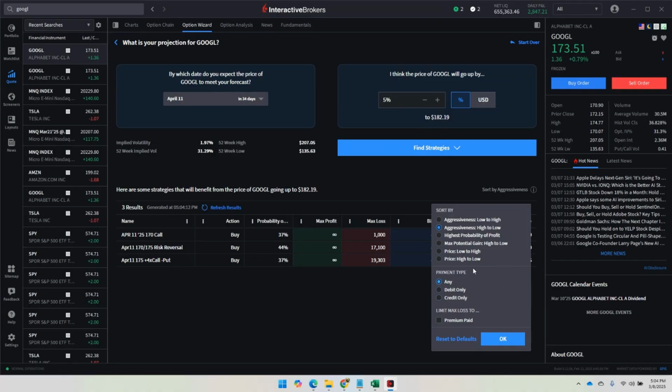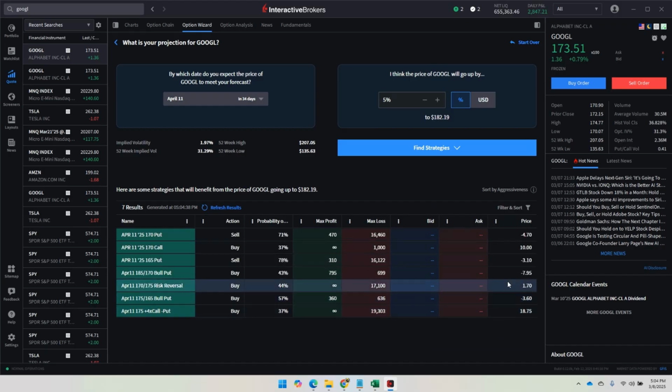Okay, so I'm really bullish on Google right now. I like the risk to reward setup. So let's start off here with the aggressive, high to low. Okay, and then I'm going to put on any here. So any means you can also do some put selling. Okay, so the most important thing for me is looking at this max loss here.